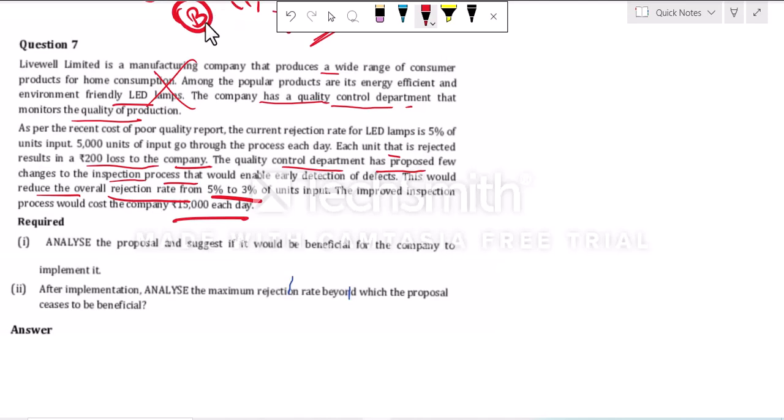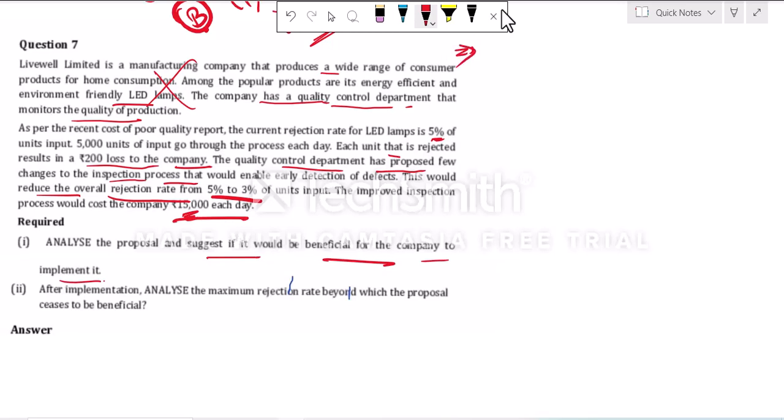So what are they telling here? For every unit of input there is a 5% rejection rate and 200 per unit loss. They want to adopt a new scheme which costs 15,000 per day. This will reduce the defective rate, the rejection rate, from 5% to 3%. The question is to analyze the proposal and suggest if it would be beneficial for the company to implement it. We have to check whether it is beneficial to implement it or not.